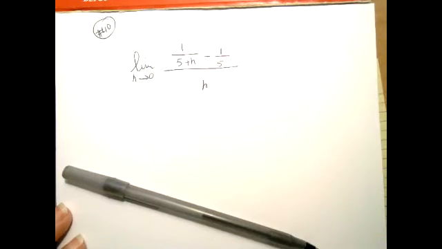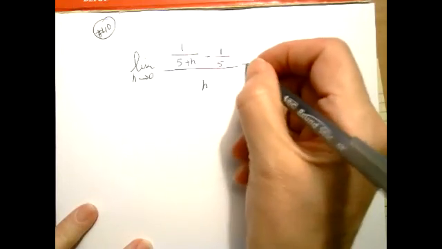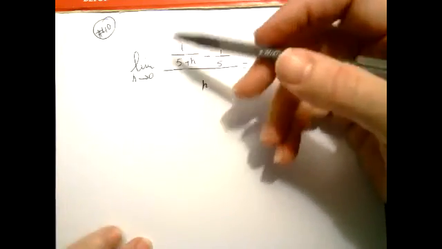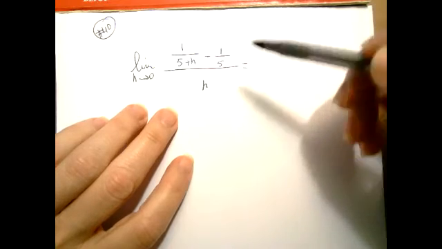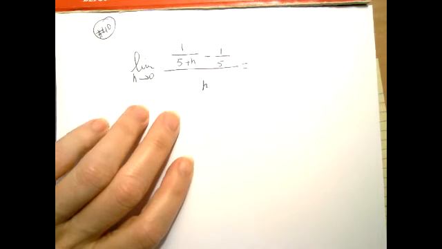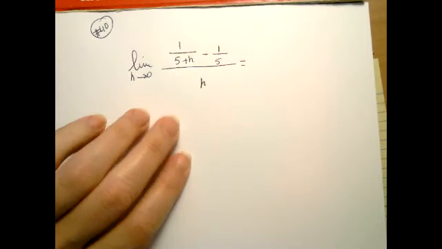So we have to find the limit as h goes to 0 of 1 over 5 plus h minus 1 over 5, the whole thing divided by h. All right, so of course, when h goes to 0, the denominator goes to 0, so we definitely have an issue.